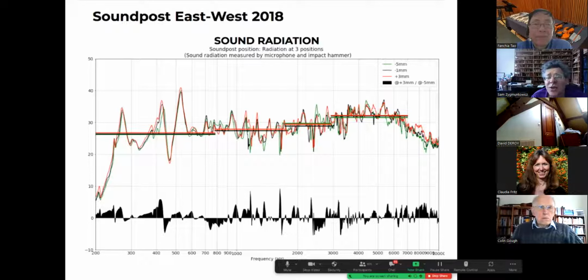These are 3 positions. These are all the violins? I think this is one violin. Okay. I don't know. So once again, green is inside the bridge foot 5 millimeters. Purple or whatever that color is, greenish. That's black? Black is 1 millimeter inside, and red is 3 millimeters outside.